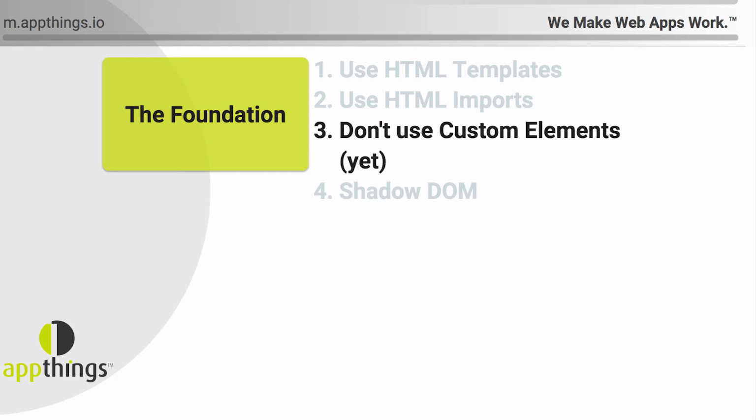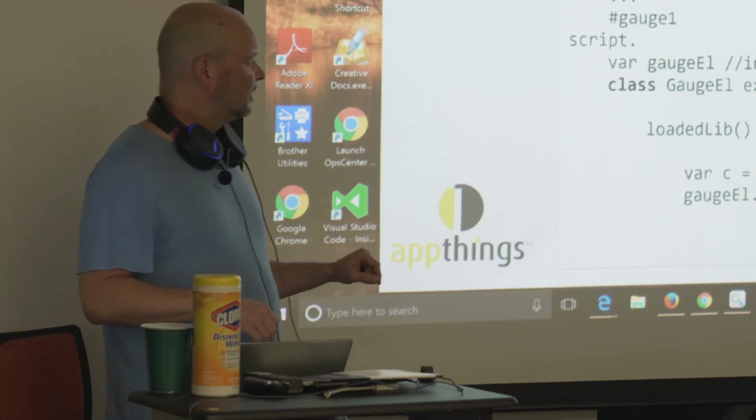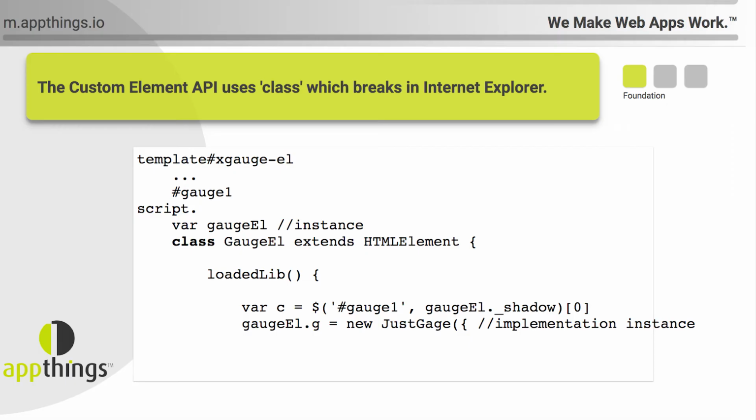Custom elements is an API which can be used to create a web component in JavaScript. Earlier you saw where I said Object.create something something prototype. The custom element API uses the concept of class, which is not available in all browsers, especially our good old friend Internet Explorer, which doesn't like class.